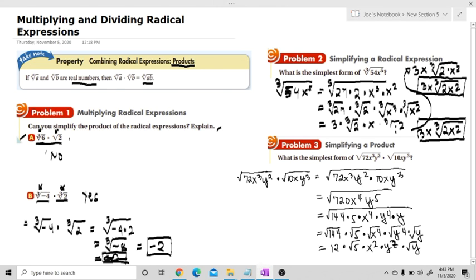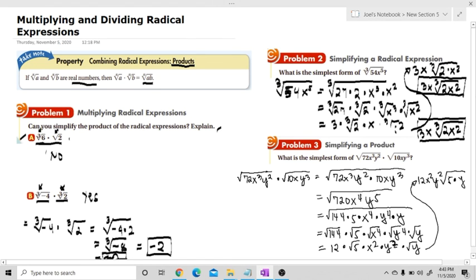Multiply 12, x squared, and y squared. It will be 12x squared y squared. Then, multiply 5 and y sa loob ng radical sign. Then, it will be 12x squared y squared times the square root of 5y, kasi 5 times y is equal to 5y. And this will be the answer.